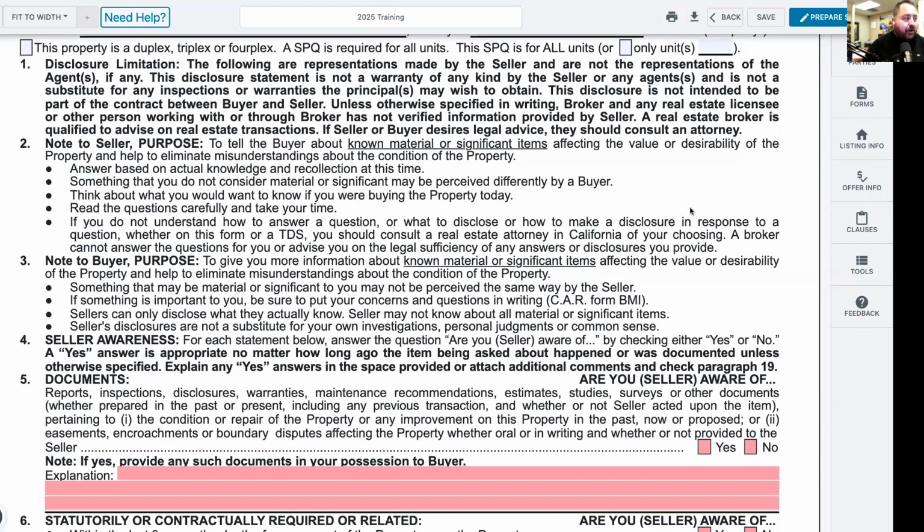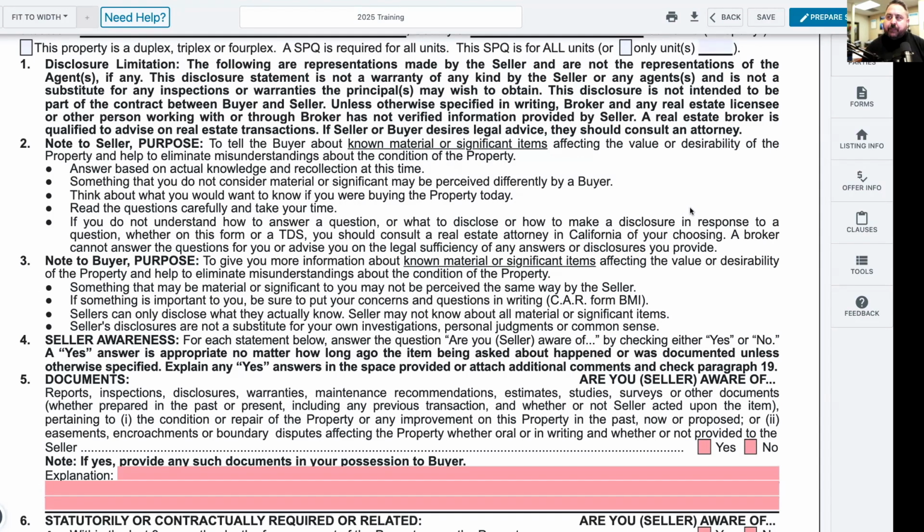Note to buyer, purpose: to give you more information about known material significant items affecting the value or desirability of the property, and to help eliminate misunderstandings about the condition of the property. Something that may be material significant to you may not be perceived the same way by the seller.